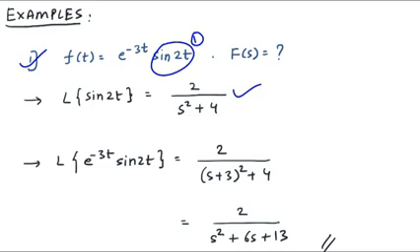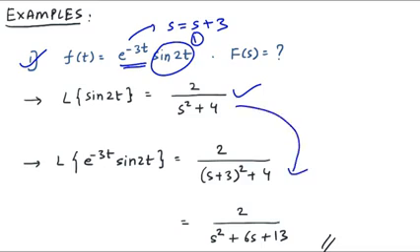Now according to the property, if e raised to minus at is multiplied to a time domain function, the position of s would be shifted. So here it will shift the position of s to s plus 3, correct? So just shift the position of s to s plus 3. The answer would be 2 upon s plus 3 the whole square plus 4. Do the expansion and you will get the final answer.